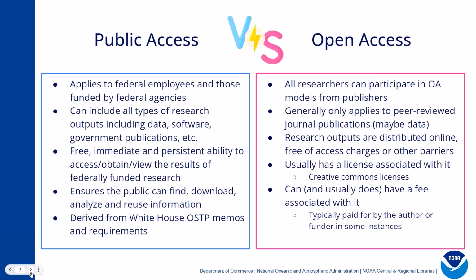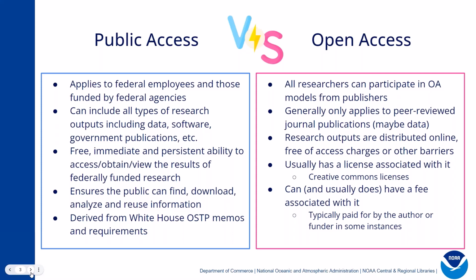Public access can include all types of research, data, software, you name it. Generally, when we're talking about open access, most commonly folks are referring to publications. Sometimes you will hear folks refer to open access in terms of data and software, but it's a little bit different. When you hear open access, typically people are referring to publications. Public access, and this is where the big difference comes into play, is talking about the free, immediate, and persistent ability to access, obtain, view, download, and so forth, the results of federally funded research.